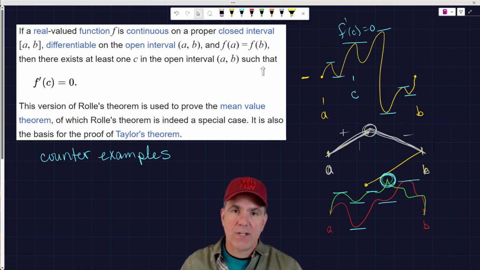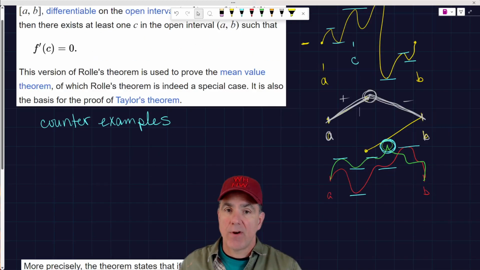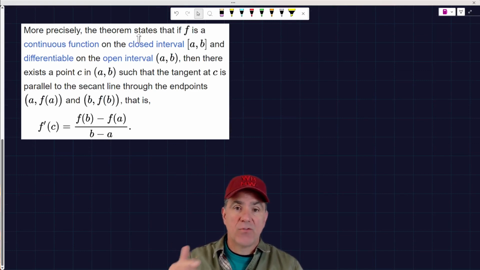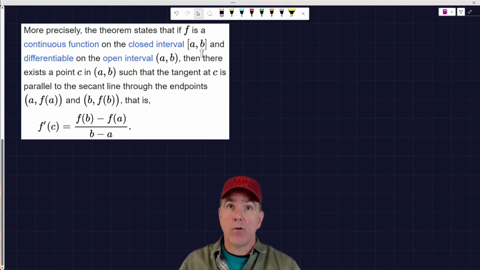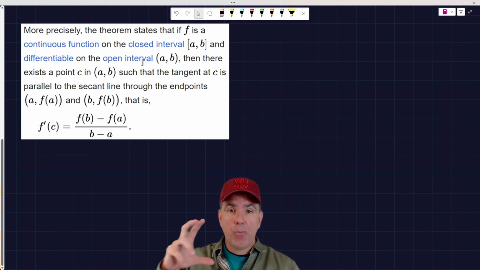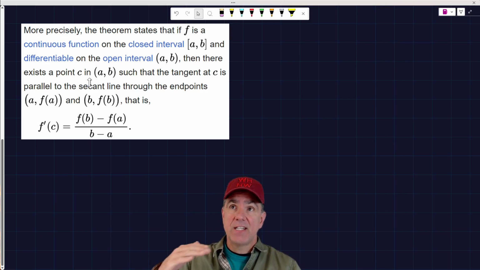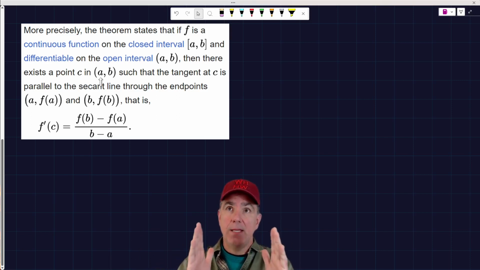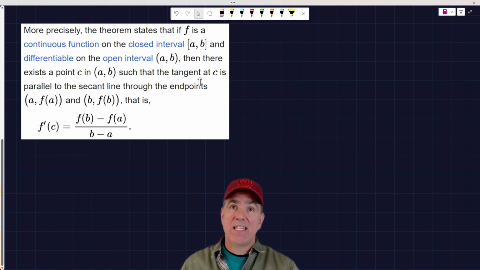An extension of Rolle's theorem, it's actually a direct and straightforward extension, is the mean value theorem. So what the mean value theorem says is, and again I took this from Wikipedia, the theorem states that if f is again continuous on a closed interval and differentiable on the open interval, then there exists some point C inside of the open interval AB such that the tangent line at C, in other words the derivative, is parallel to the secant line that goes through the endpoints.